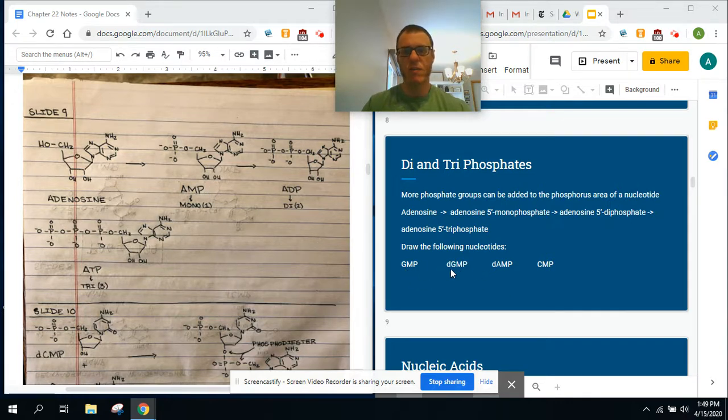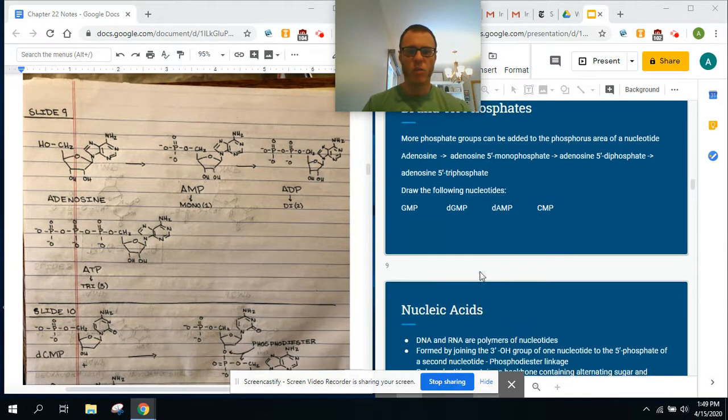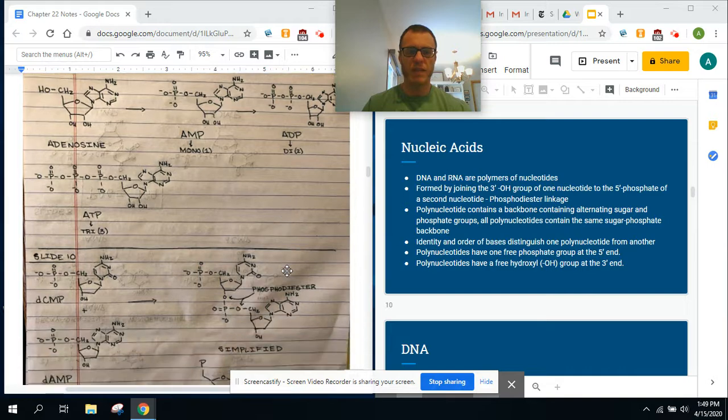Here's some examples. I don't have the answer key, but you should be able to draw GMP, dGMP. These are going to be very, very similar. dAMP, which we kind of did before, and CMP. Okay. So as we move on down to slide 10.